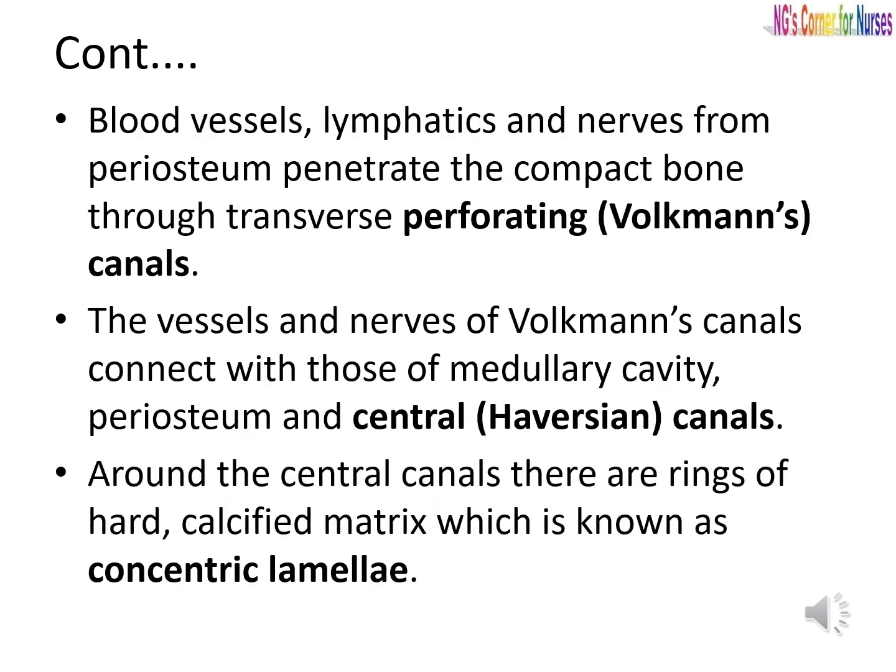Blood vessels, lymphatics and nerves from the periosteum penetrate the compact bone through a transverse perforating canal which is known as Volkmann's canal. And the vessels and nerves of Volkmann's canal connect with those of the medullary cavity, periosteum and central canal, which is the Haversian canal. Around the central canals, there are rings of hard calcified matrix which are known as concentric lamellae.